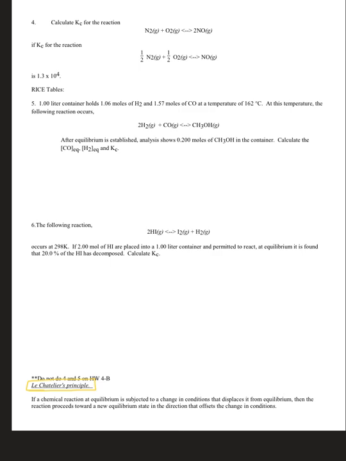So basically, the purpose of his principle is that we are going to balance out any change that happens once we get to equilibrium. It says if a chemical reaction at equilibrium is subjected to some kind of change in conditions that displaces it from equilibrium, then the reaction proceeds towards a new equilibrium state in the direction that offsets the change in conditions. Okay, so we're at equilibrium, something happens, we're not in equilibrium anymore, but we're shifting towards a new equilibrium.